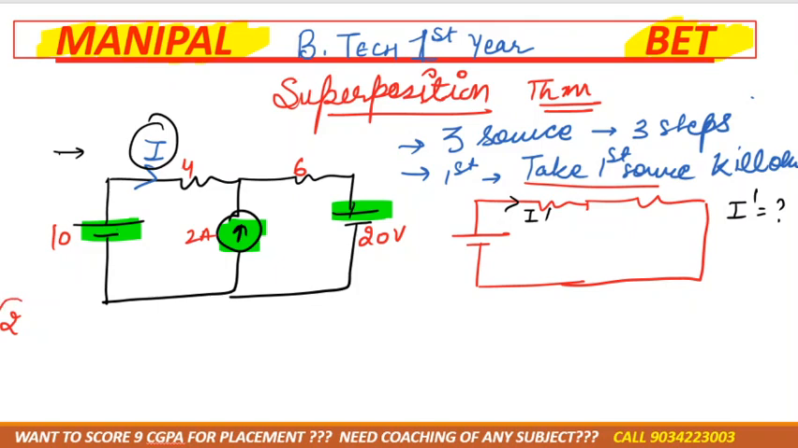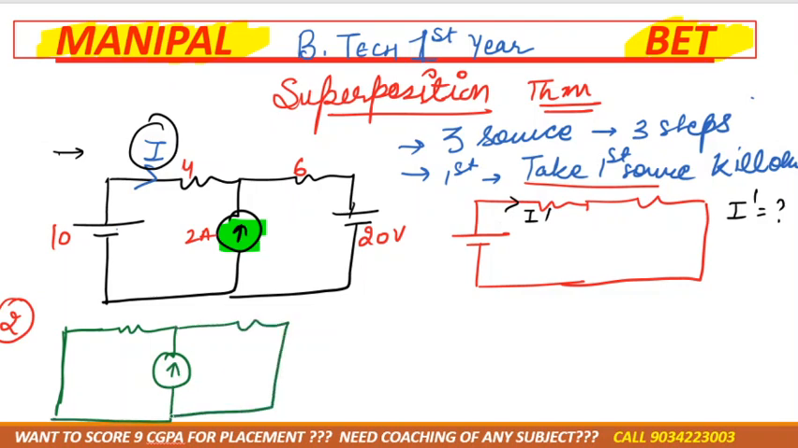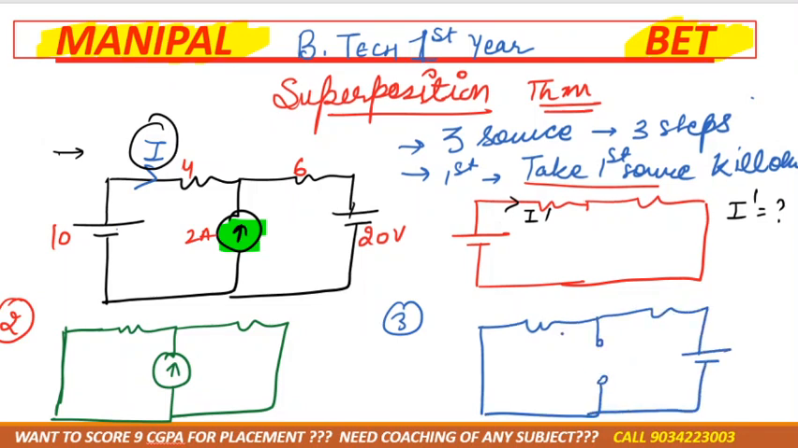Okay. Now the second step, in the second step we have to take the second source only and kill the other sources. So first source will be killed, second source we need to take, third source also killed, right? Now in the third step we have to take the third source. First source killed, second source killed, third source will be there. Now here we need to mark I double dash, and here we'll need to mark I triple dash.